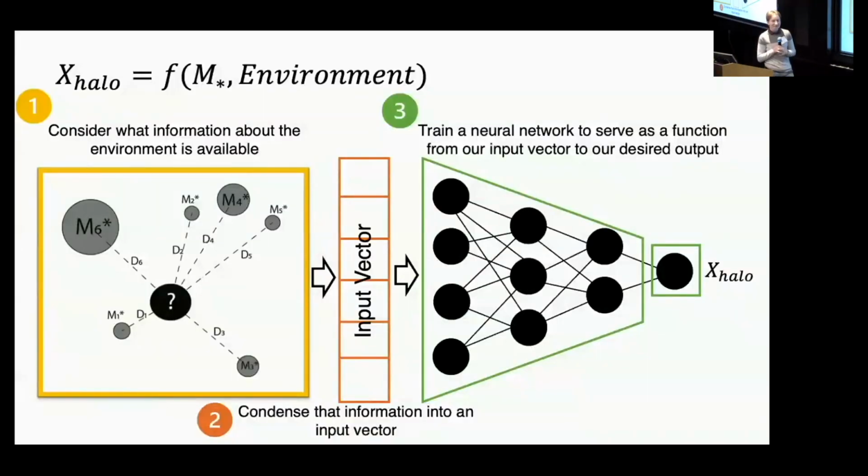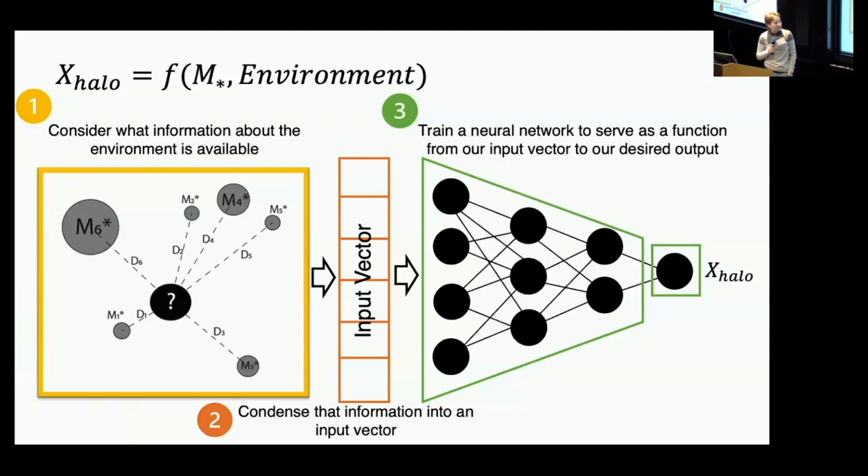So the general idea is we have properties for each galaxy. We have each of the galaxy's nearest neighbors, compress this into an input vector, and then we are trying to find a given halo property for the galaxy's host dark matter halo.